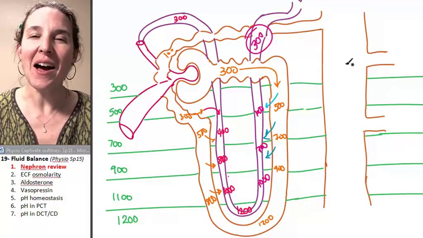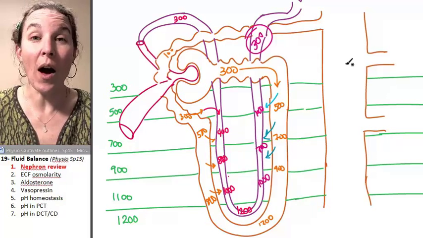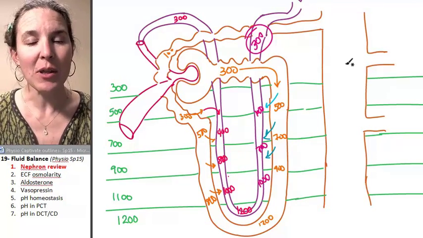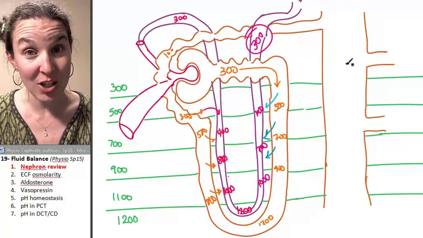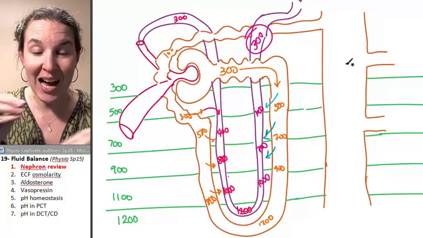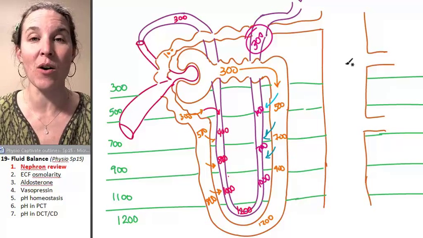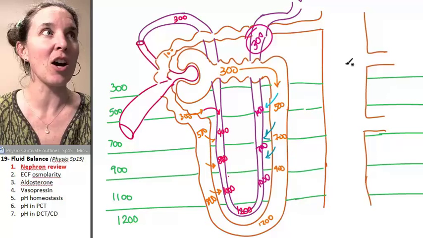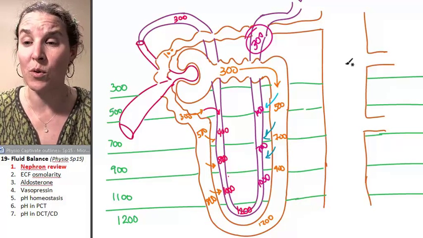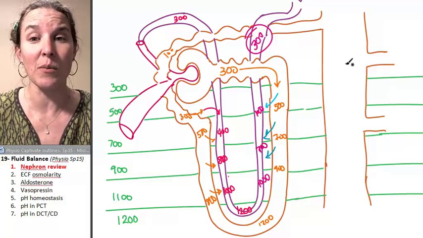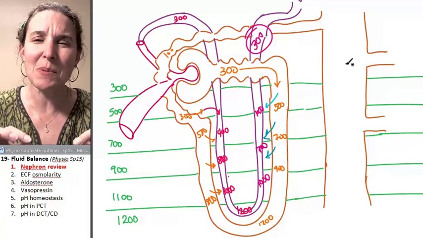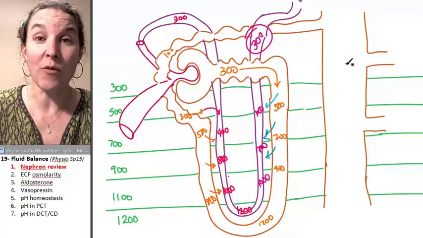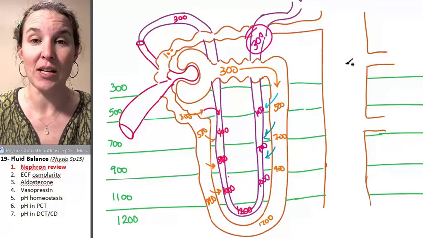Then we're going to look at water, how we can make sure we don't pee out too much water if we need it. But then we're also going to look at pH. This is the place where we're going to tie up some of the concepts that we've already been introduced to, such as hydrogen ions, carbon dioxide, the role of the respiratory system in maintaining pH homeostasis. But specifically now we're going to look at the role of the nephron in maintaining pH homeostasis.